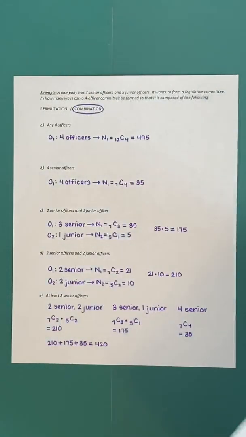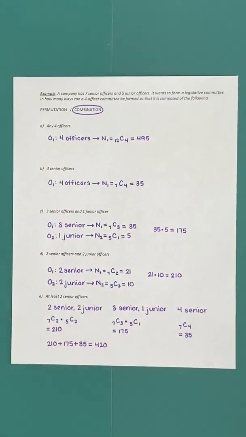Okay, let's look at a couple more problems. So a company has 7 senior officers and 5 junior officers. It wants to form a legislative committee. How many ways can a 4-officer committee be formed so that it is composed of the following?